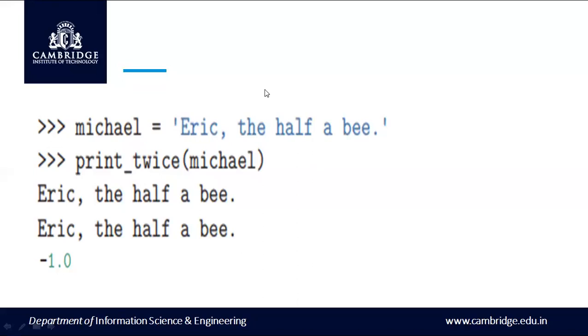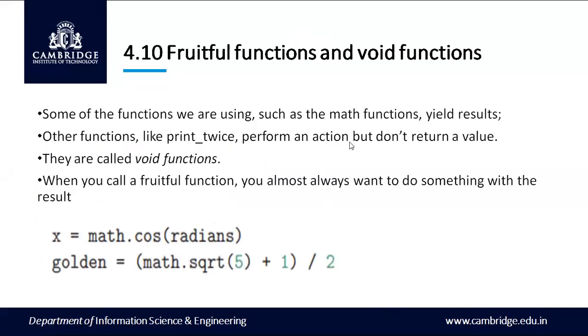We can also pass a message as a parameter. Here you can see 'Eric, the half a bee' is being passed as an argument to the function print_twice. When I call the function print_twice, you can see this particular message being printed twice. These are all the examples for parameters and arguments.